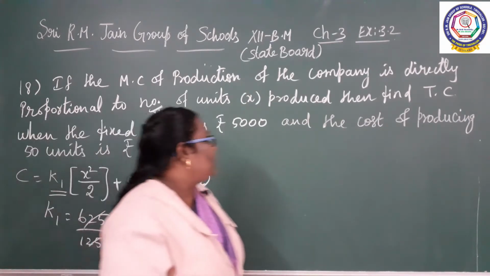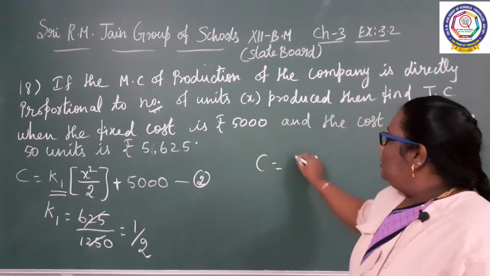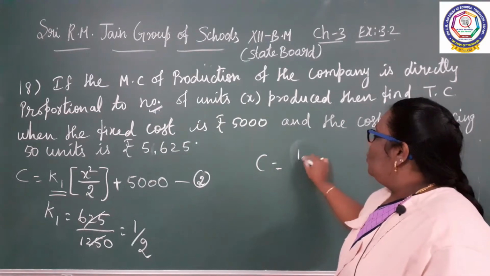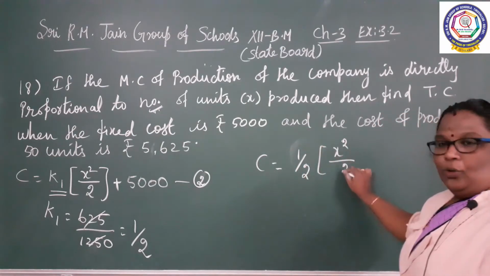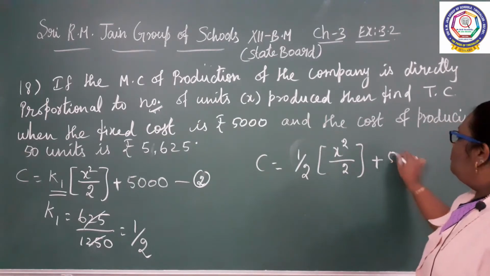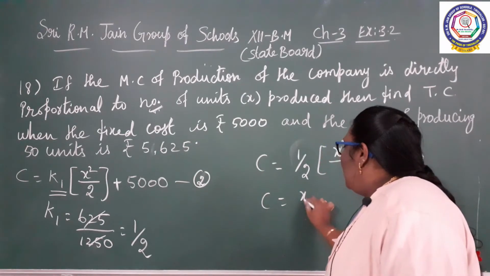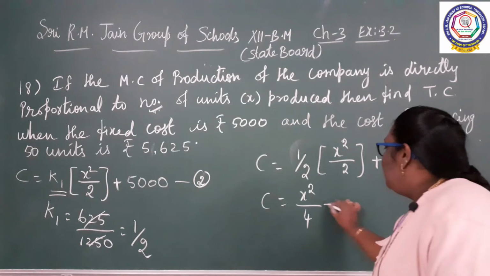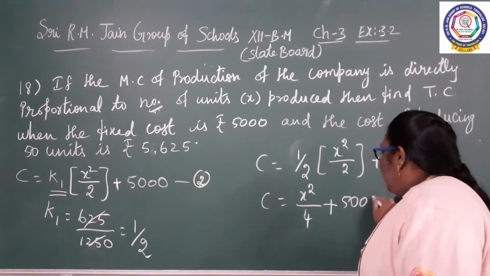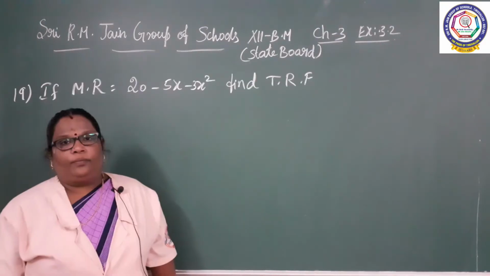What is the cost function? C equal to, K value is 1 by 2, into x square by 2 plus 5,000. So C equal to x square by 4 plus 5,000. This is the total cost function.